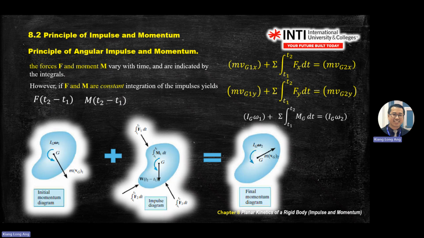So F and M, when you need to use this integration, sometimes your force will have an equation, F equal to 3t plus 3, sometimes, for example, moment equal to 3t plus 4, then you use integration. All right. Or if force and moment are constant, you just put the constant value inside the equation here.